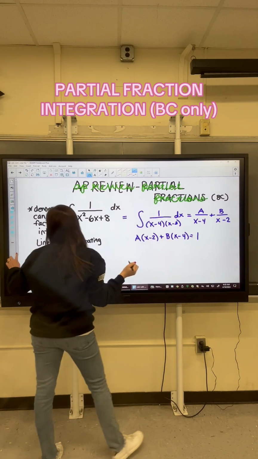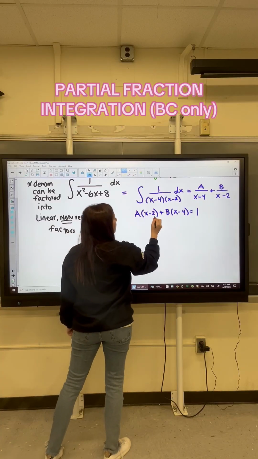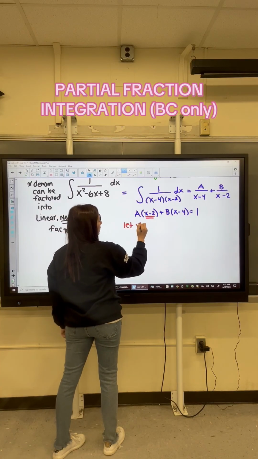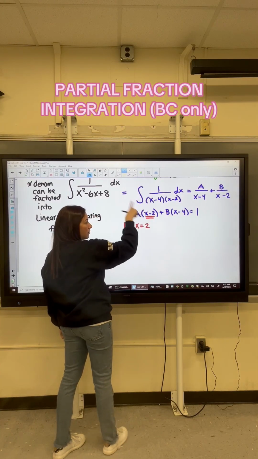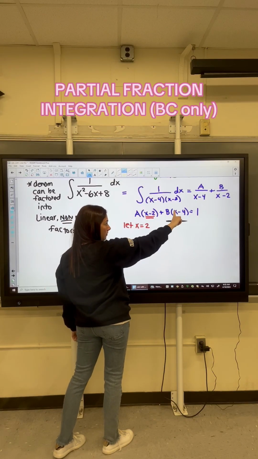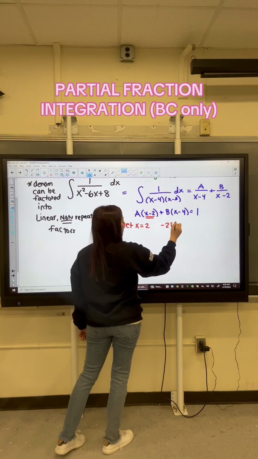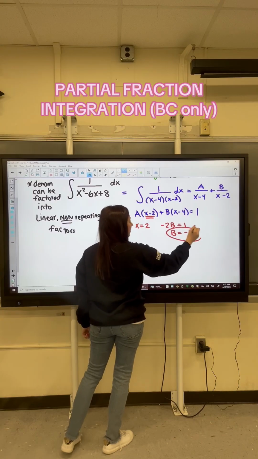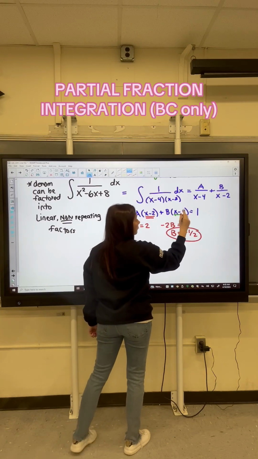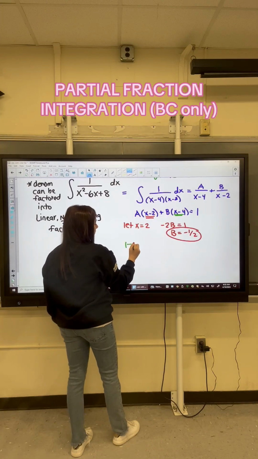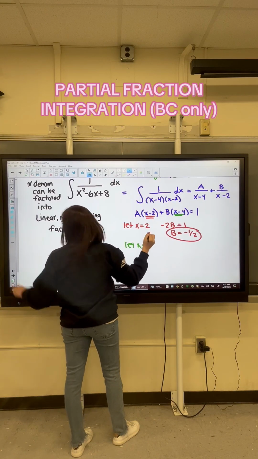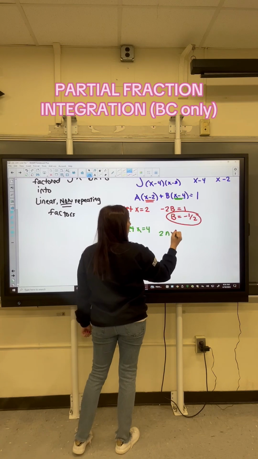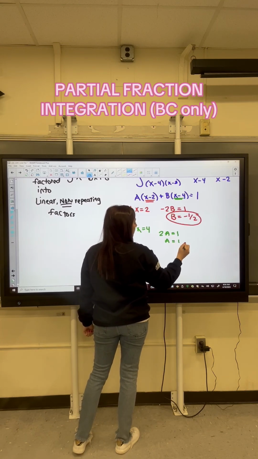Now there's multiple ways to solve this, but the quickest way is we're going to assign a temporary variable. We're going to let x equal a number, and we want that bubble to become 0. So if x is equal to 2, that entire parentheses is going to cross out. And if I replace x with 2 in the other bubble, we're going to get negative 2b equals 1, so b is negative 1/2. We're going to do that process again for the other parenthesis. We want it to drop out, so I'm going to let x equal 4. And when I let x equal 4, that entire green parenthesis is going to drop out, so we're going to be left with 2a equals 1, so a is 1/2.